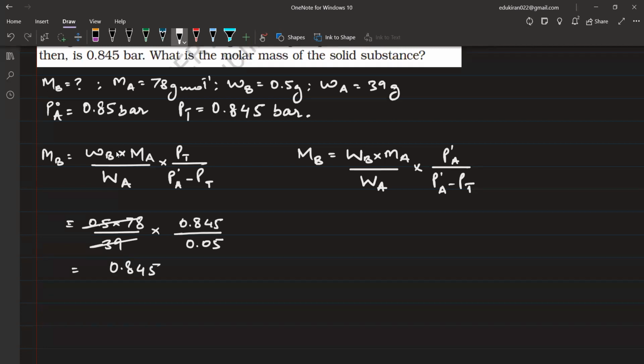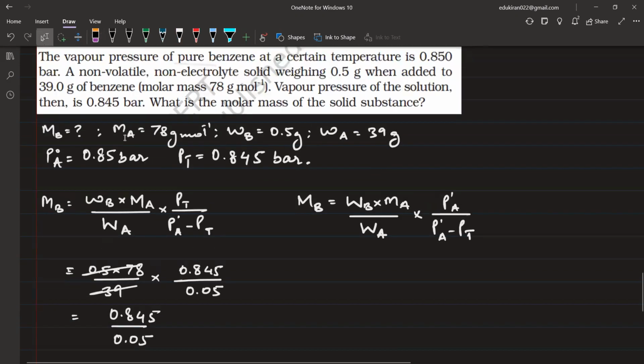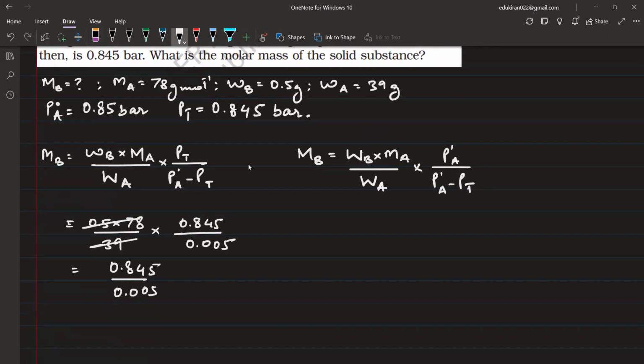So it is going to be 0.845 divided by 0.005. Everything is the same here, this part is completely the same. That means WB into MA upon WA is also going to get cancelled. How much is P naught A? 0.85 divided by 0.005. What can we write this as? We can write 50 divided by 5, right?